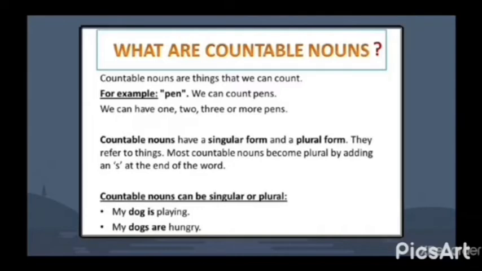Countable nouns can be singular or plural. Example, my dog is playing. Here we are talking about only one dog. So my dog is playing, singular in number. My dogs are hungry. I'm talking about many dogs, a number of dogs. So my dogs are hungry. So we can say countable nouns have singular and plural form.